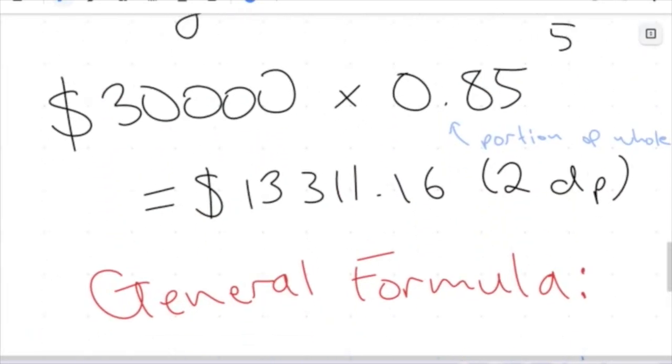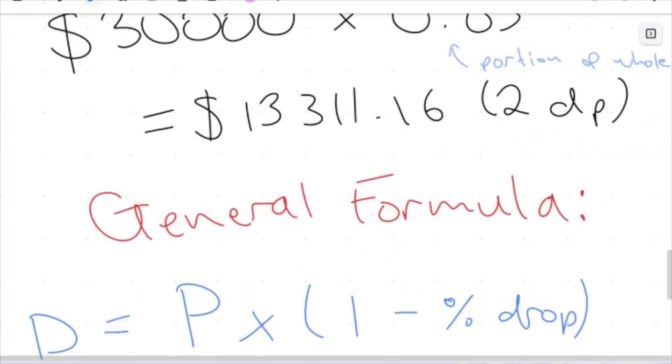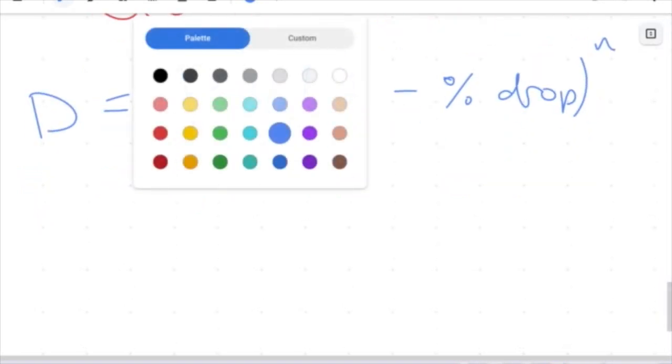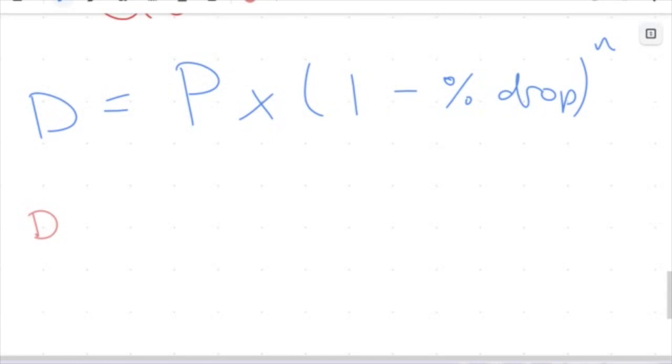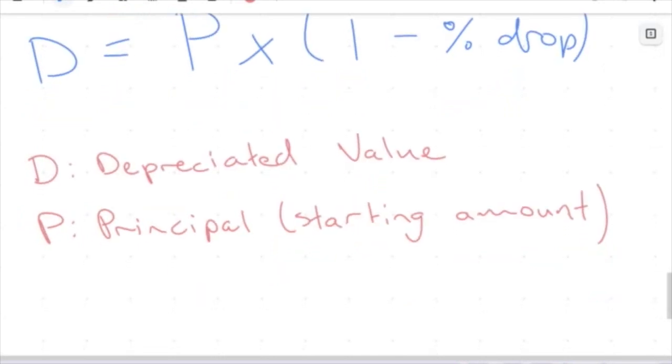And the power here was just the amount of years that passed. So that's going to be, let's call that N, N being the number of years. So I'll label all of these things here. The D is the depreciated value, so the value after the price has dropped. The P stands for the principal, so the starting amount. In this case, it was $30,000, my original price of my car.